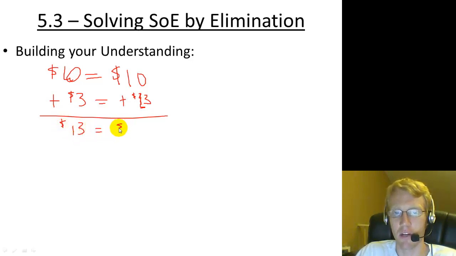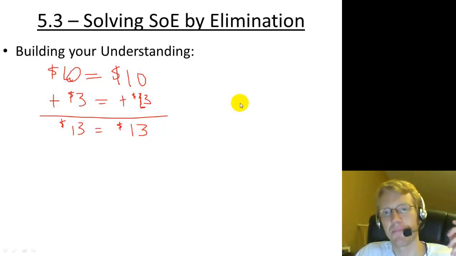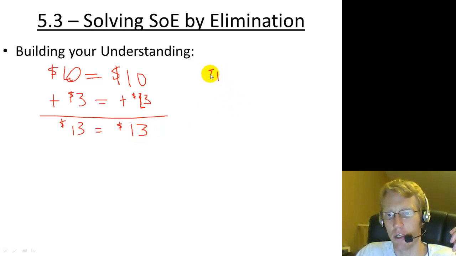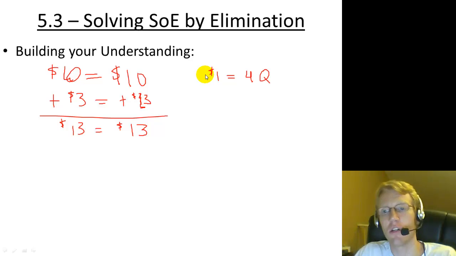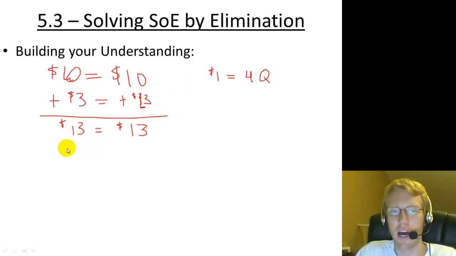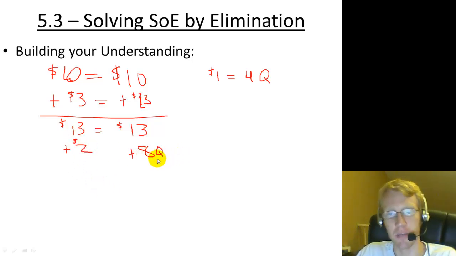Bear with me, I know that's maybe not the most exciting thing, but the next step is the critical part. I know that $1 is equal to 4 quarters, I'll put Q for quarters. So if I know that $1 is equal to 4 quarters, I could add, for example, $2 on this side, and what would I have to add over here? I would have to add 8 quarters, because if $1 is 4 quarters, then $2 is 8 quarters.